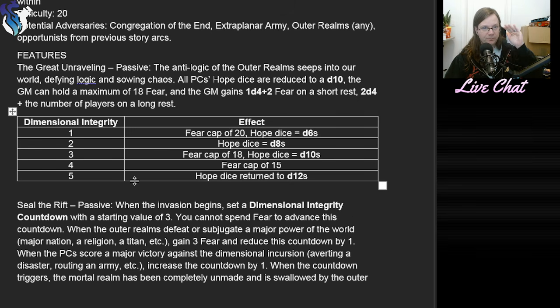Okay. Starting value of 3. 3 major victories for the baddies, and the world ends. 3 to 4, 4 to 5, 5 to 6. 3 major victories for the heroes, and that ends it.